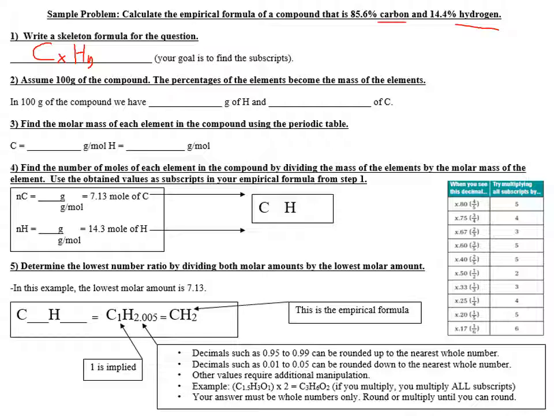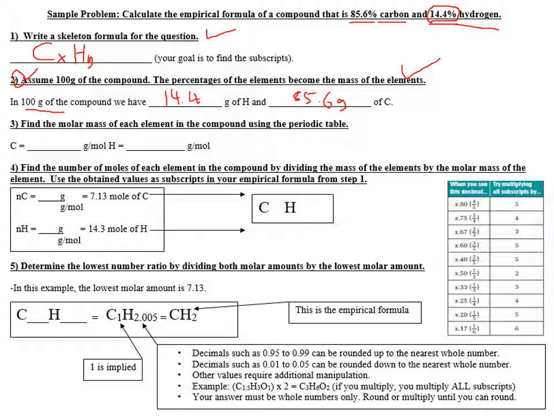So our next step is to assume 100 grams of the compound. If you assume you have 100 grams of the compound, that means that these percentages can be seen as grams, as masses. So if I have 100 grams of the compound, that means that I have 14.4% of 100 grams, which is 14.4 grams of hydrogen. And then likewise, I have 85.6 grams of carbon. So that's how we assume 100 grams. That's our next step here.